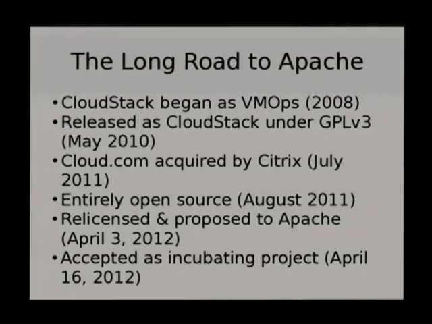First, I want to talk about how we got to Apache. How many folks are aware CloudStack is an Apache project? Okay. CloudStack has a long history. A lot of people's first introduction to CloudStack was actually last year when they decided to try to make it an Apache project. It's actually been around since 2008, 2007 as a startup called VMOps. It was then released under GPL v3 in May of 2010. Cloud.com was acquired by Citrix in 2011 and then made entirely open source in August 2011.